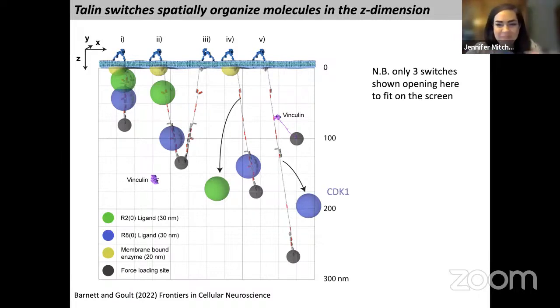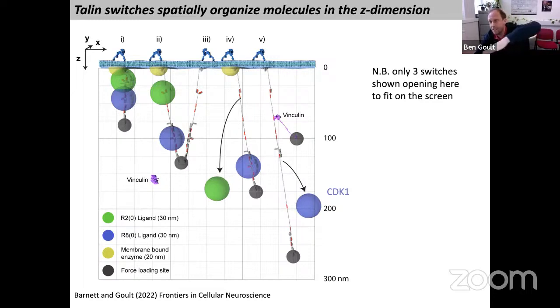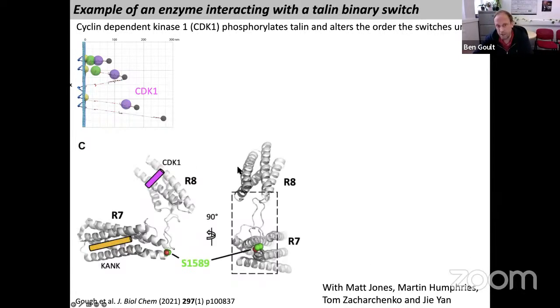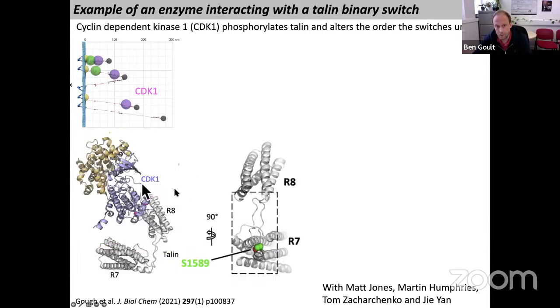Thanks. Okay. So these proteins are spatially organized in Z, whatever angle you've got of your Talin, they're still spatially organized along a force vector. Just to highlight, I'm not going to go through everything we've done, but just one example of an enzyme which is organized in this way, and that's cyclin-dependent kinase 1. This is some work done with Matt Jones and Martin Humphries in Manchester, with help from Tom Sashchenko, and then some single molecule work with Yan Ji's team. CDK1 is a Talin ligand which actually sits on Talin on the R8 switch.